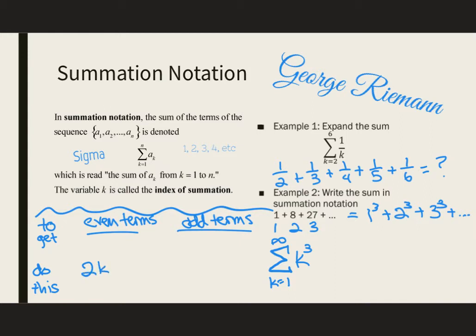Now to get odd terms, what we need to do is multiply by 2 as well, and then add an odd number. So that odd number is usually like 1 or 3 or 5.